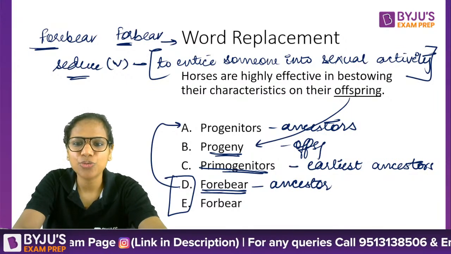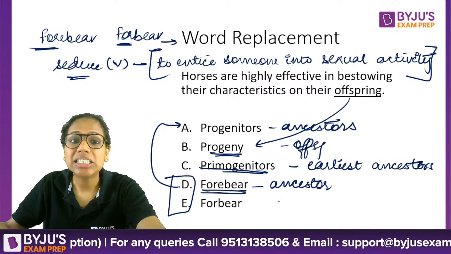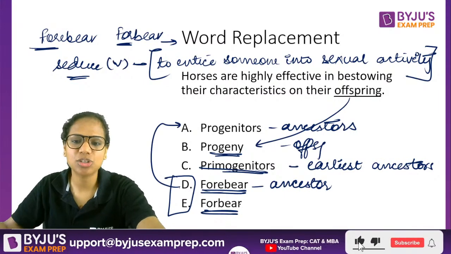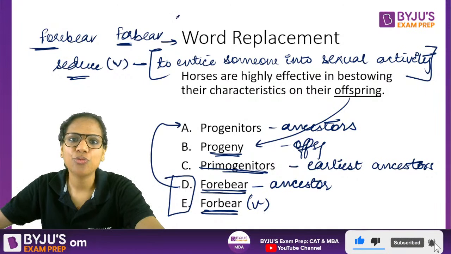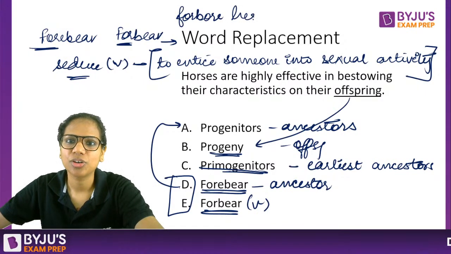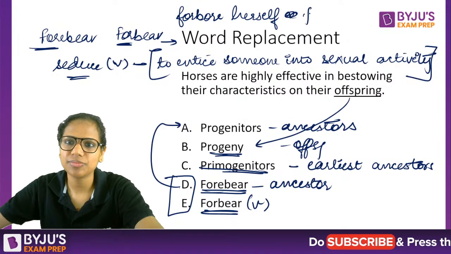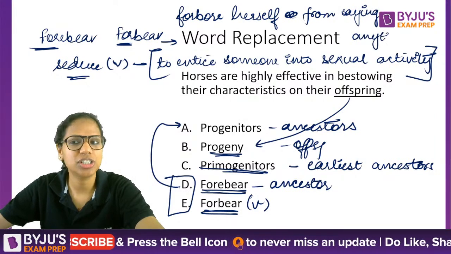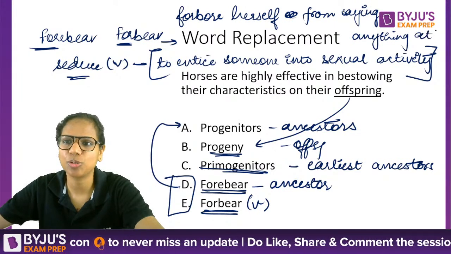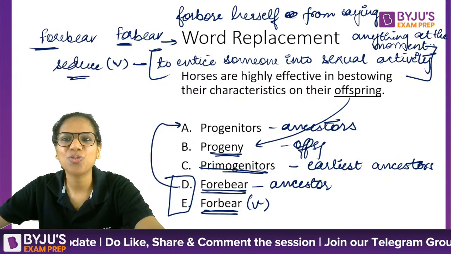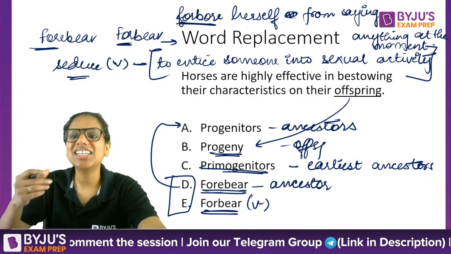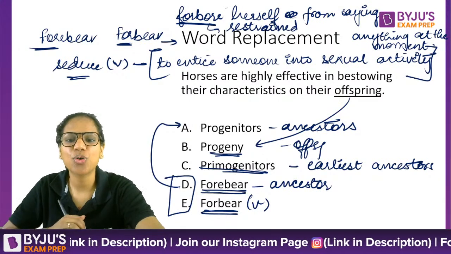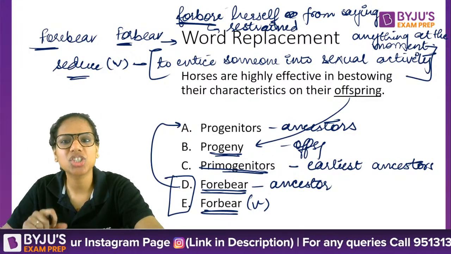Now, coming to forebear. Forebear is ancestor. Forbear. If I say, she forbore herself from acting. So I'm using the past tense of the verb. This is the verb. She forbore herself from acting at that moment. From saying something at that moment. Okay, basically she didn't say anything. She forbore herself from saying anything at the moment. She was so angry. Still, she forbore herself. That means she restrained herself. So forbear is a different word altogether. It means to restrain yourself.